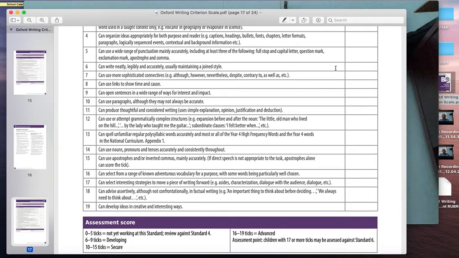Okay, so once you've done all of that, the student has done their piece of work, you've used the scale, you've made your judgment, staple the criterion scale to the student's piece of work and put it, all of that goes into their assessment folder.